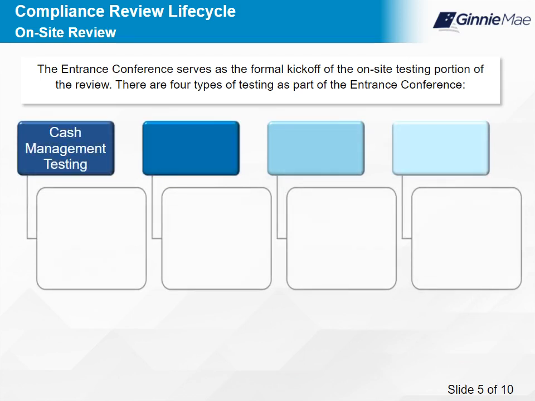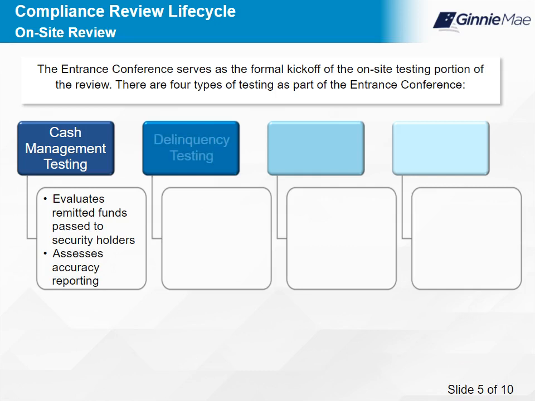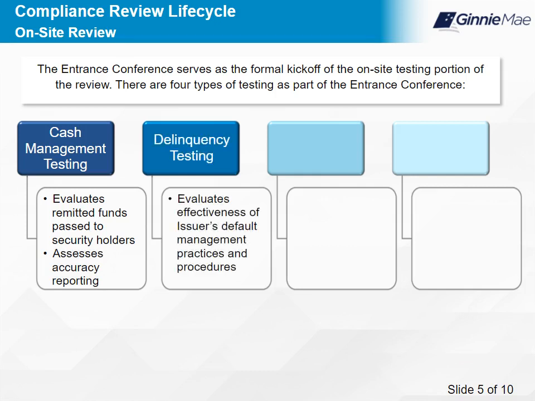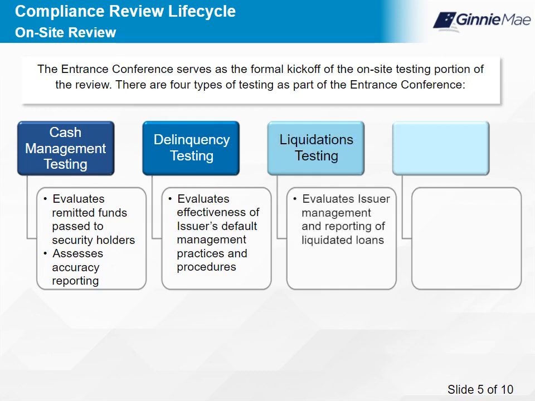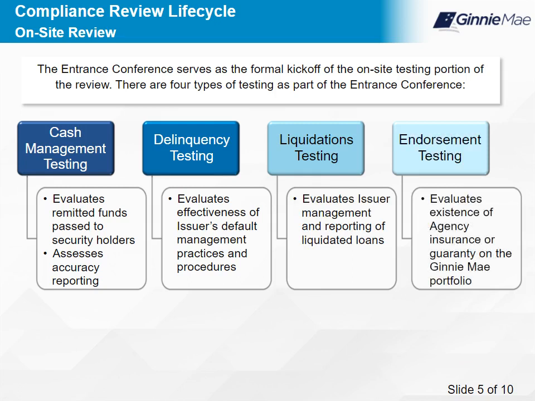First is cash management testing, which evaluates how an issuer handles funds that are remitted from borrowers and passed through to security holders and assesses the accuracy reporting. Second is delinquency testing, which evaluates the effectiveness of the issuer's default management practices and procedures. Third is liquidations testing, which evaluates issuer management and reporting of liquidated loans. Fourth is endorsement testing, which evaluates the existence of agency insurance or guarantee on the Ginnie Mae portfolio.